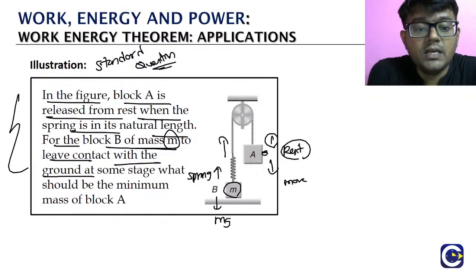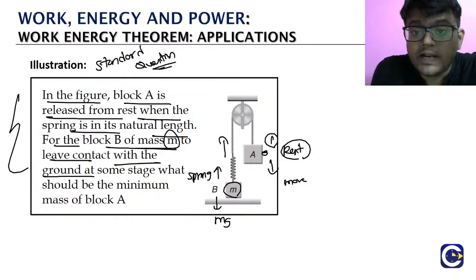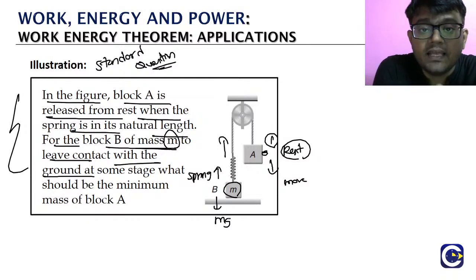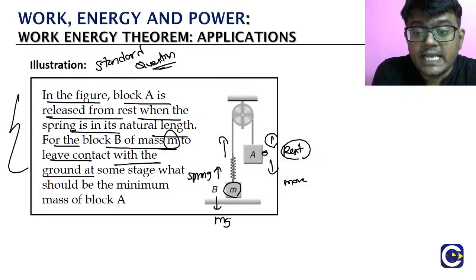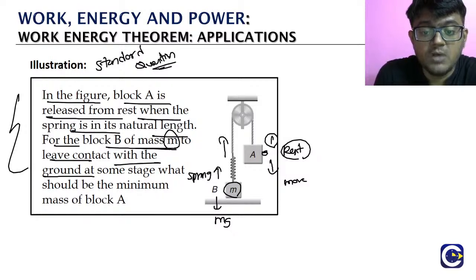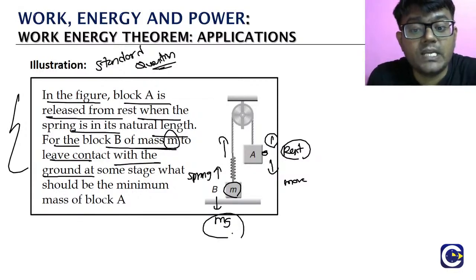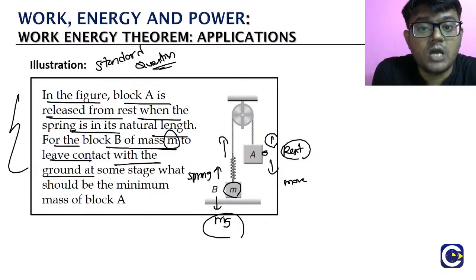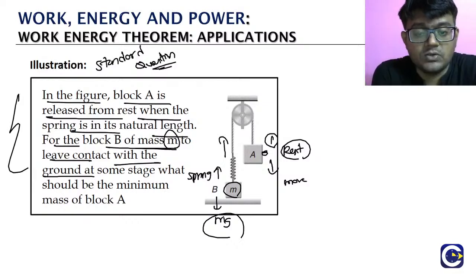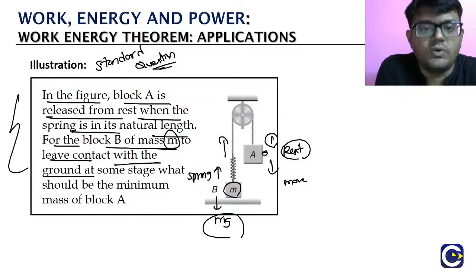The block B of mass m is leaving contact with the ground, and so now the spring force acts, because the spring is getting elongated. The spring force on the block B is upwards. So the upward spring force should overcome the weight of the block B. The block B will lose contact, and when the upward force is more than the weight, it will start going up.